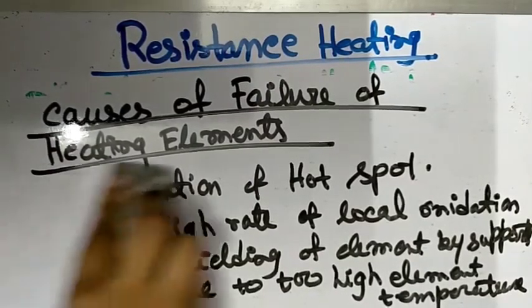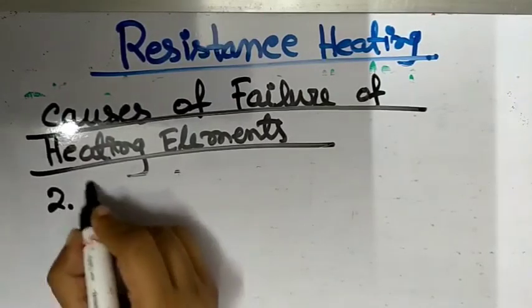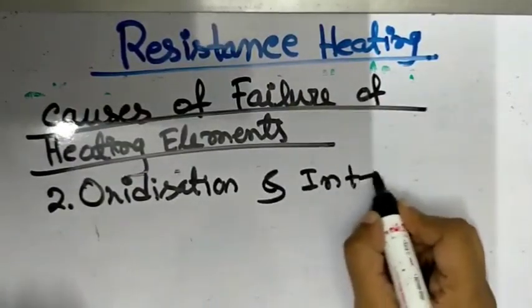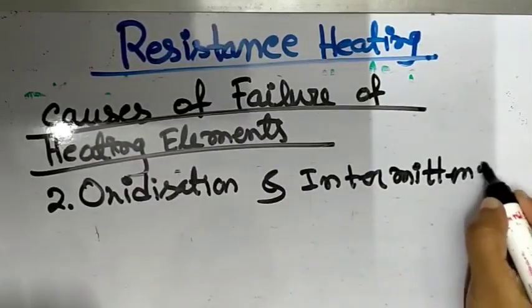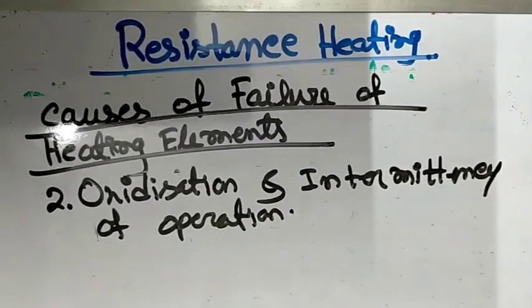Next failure is oxidation and intermittency of operation. At high temperature, an oxide scale is formed on the surface of the heating element, which is continuous and tenacious. The oxide layer is so strong that it prevents further oxidation of the inner metal of the element. However, if the element is used quite often, the scale is subjected to thermal stresses produced by frequent cooling and heating, and thus the oxide scale cracks and flakes off, exposing fresh metal to oxidation. This will produce increased local oxidation, producing hot spots.